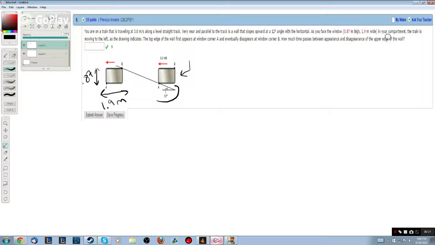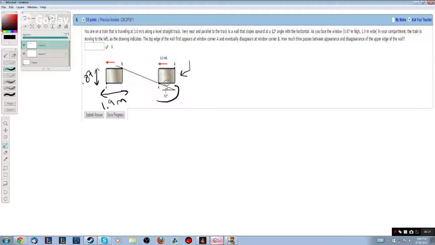As you face the window in your compartment, the train is moving to the left, as the drawing indicates with this red arrow here. And the top edge of the wall first appears at window corner A, and eventually disappears at window corner B. How much time passes between the appearance and disappearance of the upper edge of the wall?